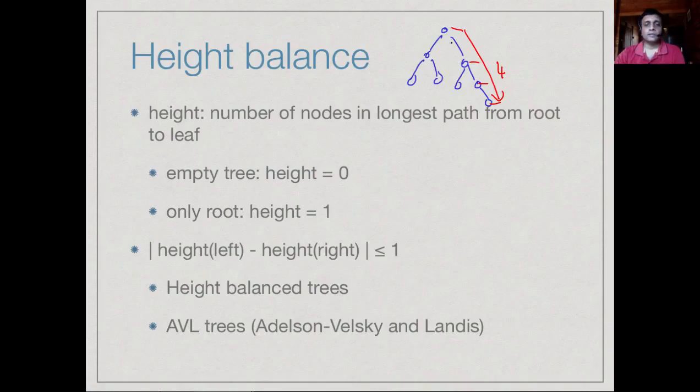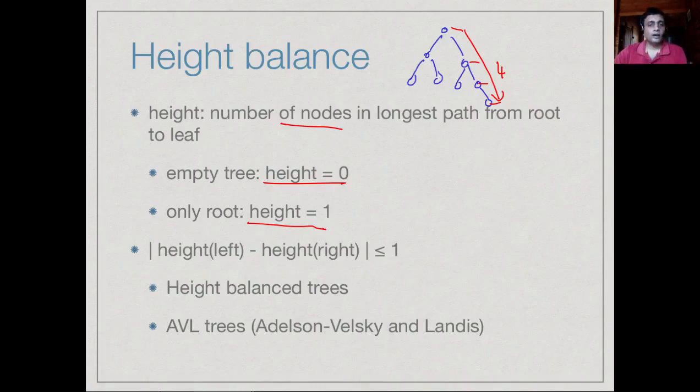If we measure it in terms of edges, the tree with only a root will have height 0 because there are no edges, and so would the empty tree. Whereas if we measure in terms of nodes, then the empty tree has height 0 and the tree with only the root has height 1. So we can distinguish these two. And now, in keeping with our earlier relaxation of the size condition, a height balanced tree will be one where the height of the left and the height of the right differ by at most 1.